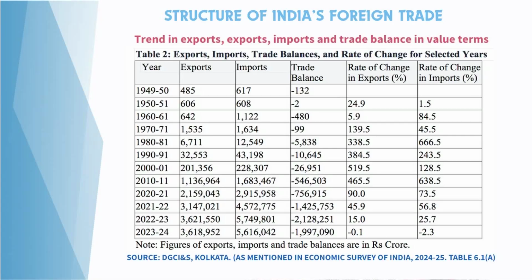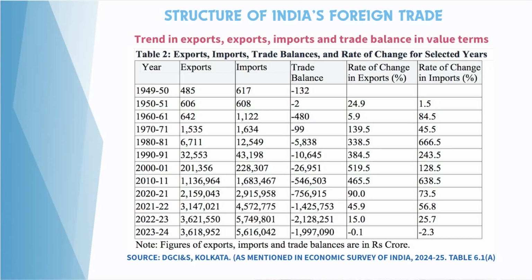This stabilization in trade marked the beginning of a recovery from the immediate post-independence economic challenges, though it did not last long. By 1960-61, exports had grown to 642 crores, while imports surged to 1,122 crores, resulting in a significant trade deficit of 480 crores. The sharp increase in imports during this period indicates growing demand for foreign goods, likely driven by the country's industrialization efforts.